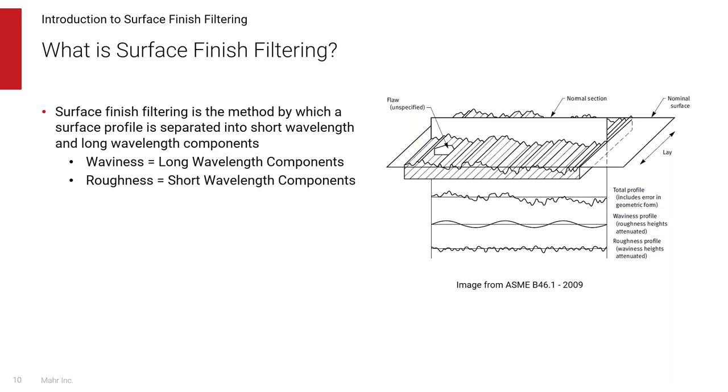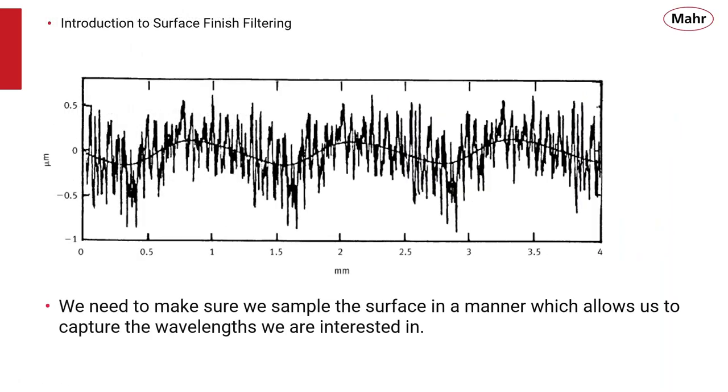We can pull out the form errors. We can pull out the waviness profile, leaving only the roughness parts of that profile. So filtering is a way to separate the different components for analysis. So we need to make sure that when we do sample the surface, we do it in a manner that allows us to capture the wavelengths that we are interested in.